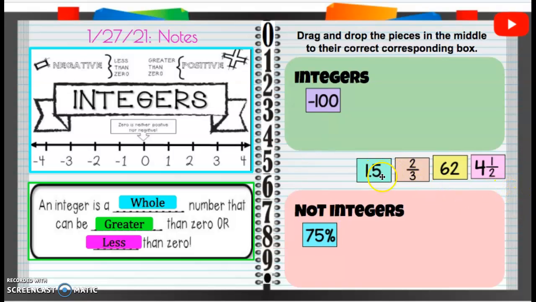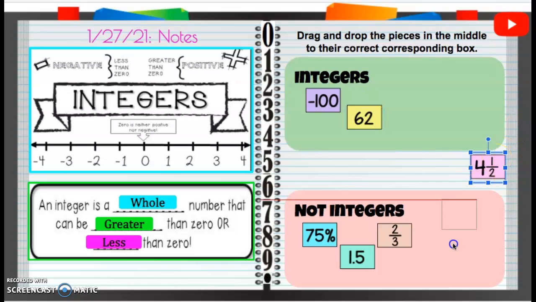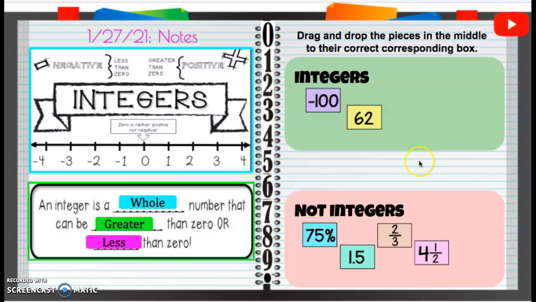1 and 5/10, that's not an integer, that's a decimal. Fraction, 2/3, that's not an integer either. 62, that is an integer, it's a whole number. And then 4 and 1/2, that is not an integer because that is a fraction.